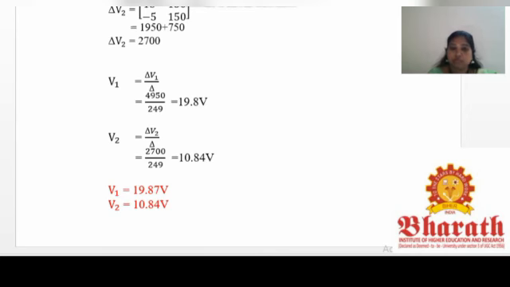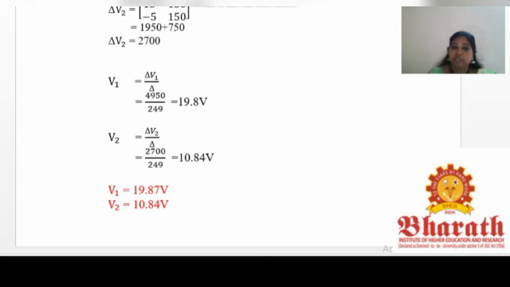Now the nodal voltage V1 is del V1 divided by del. We know the value of del V1 and we know the value of the determinant del. So we have to divide del V1 by the determinant, and we will be getting the voltage V1 as 19.8 volt. So the voltage at node V1 is 19.8.